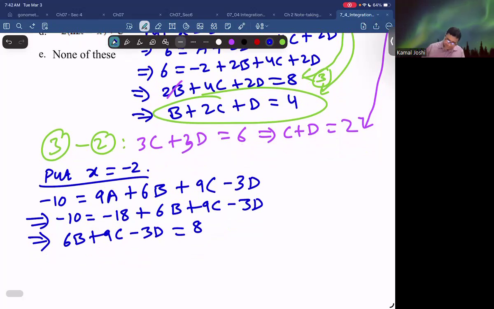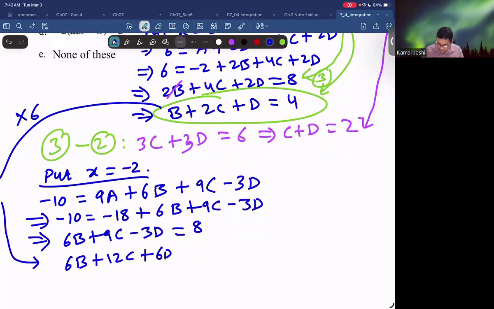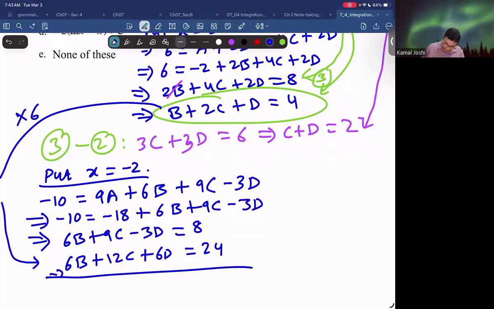Okay, and I'm going to take this equation and multiply it by 6. It will give me 6b plus 12c plus 6d. Oh my god, that's also not going to help us. This is unfortunate. If I subtract again, b and b will cancel. Subtract the other way around, lower minus upper.